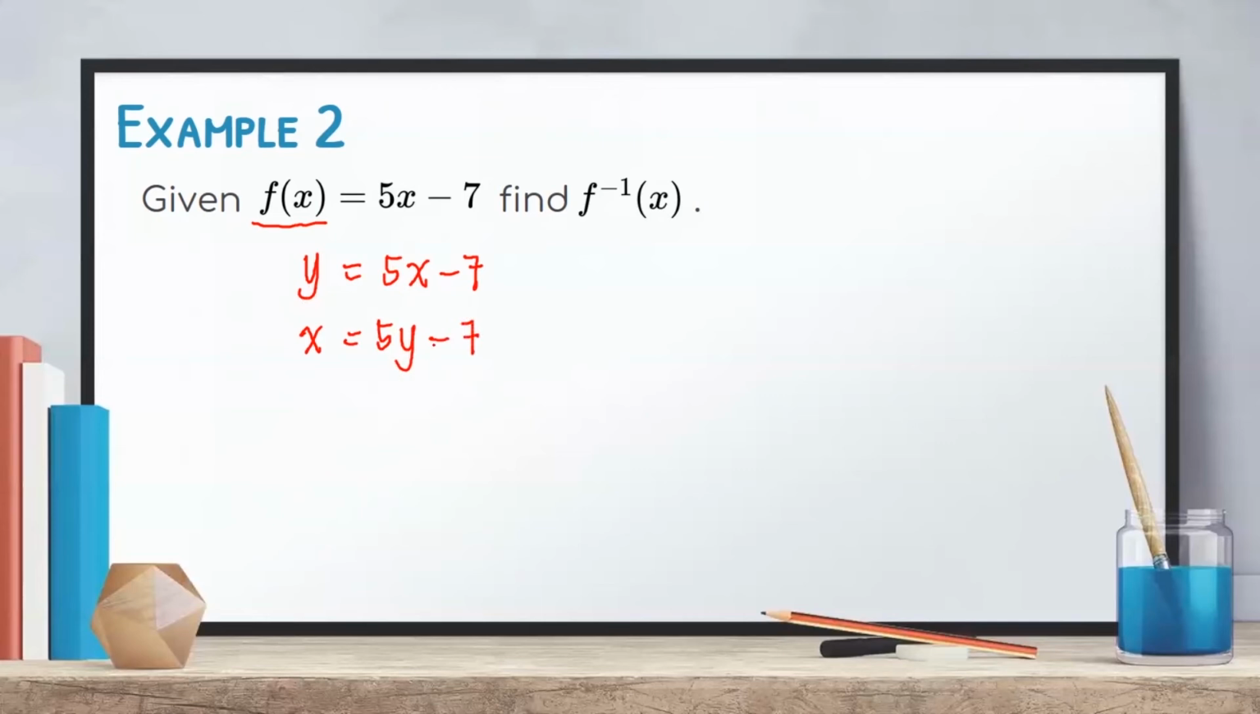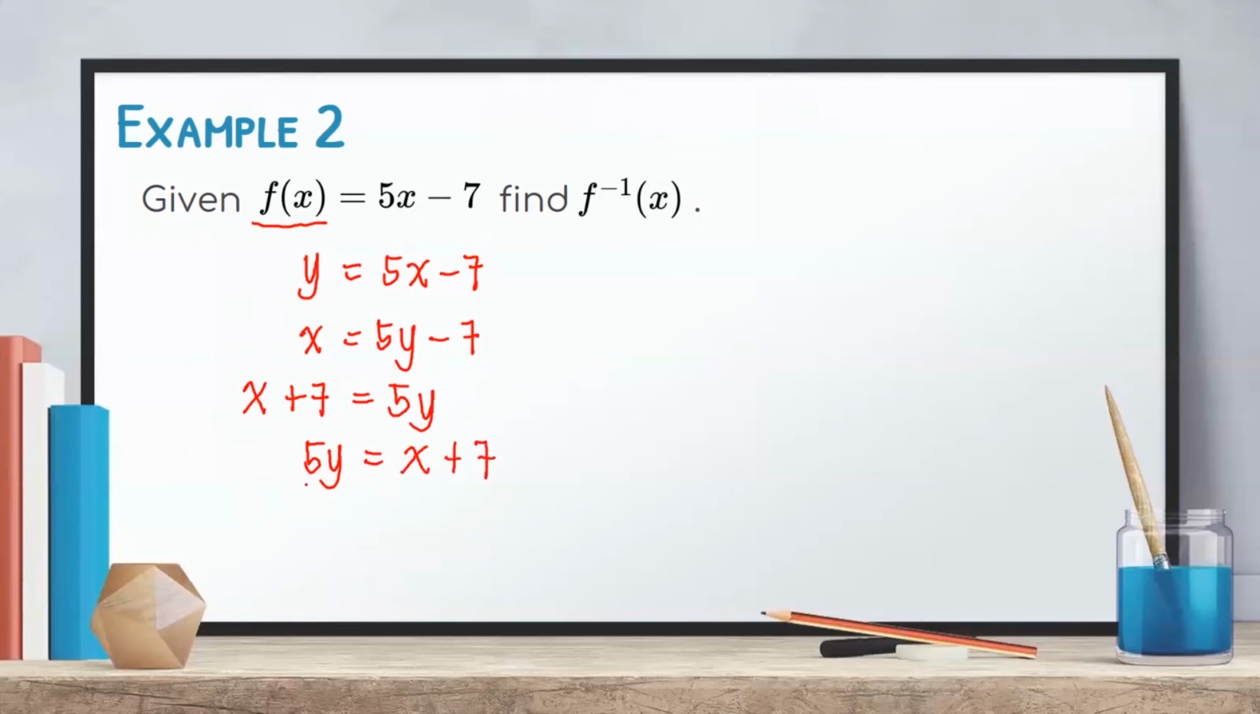Next, solve for y in this new equation. So what we need to do first is to isolate the term with y on one side of our equation. Writing negative 7 on the other side of the equation, it will become positive 7. So we will have x plus 7 equals 5y. By reflexive property, we can write this equation as 5y equals x plus 7.